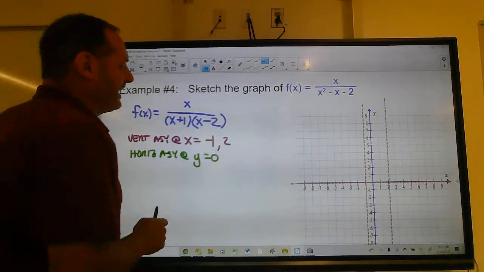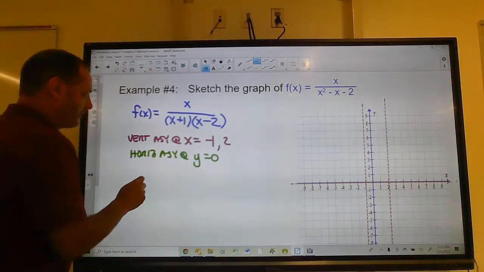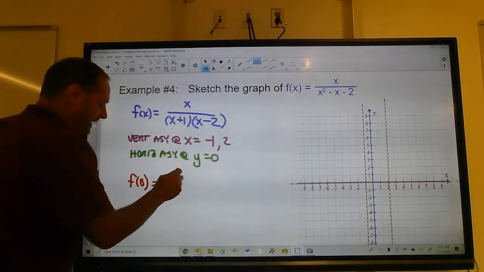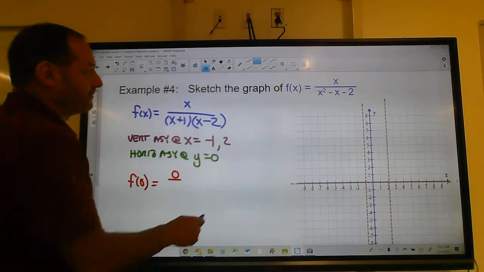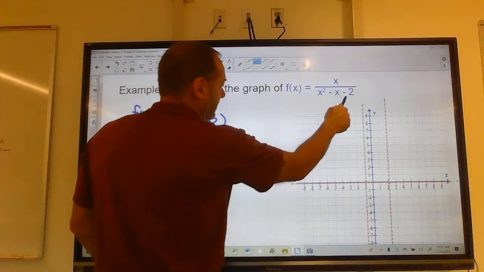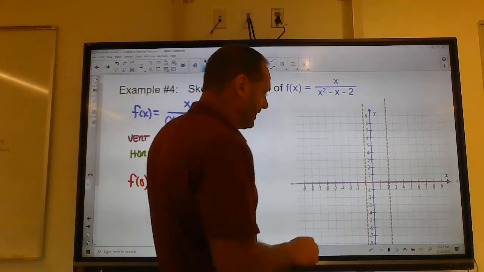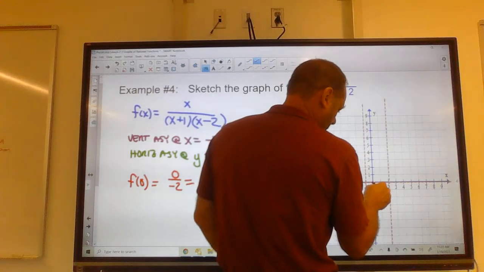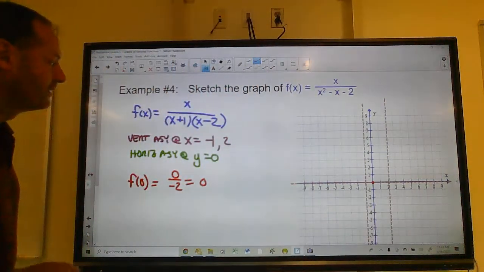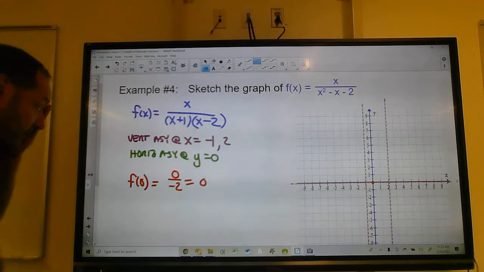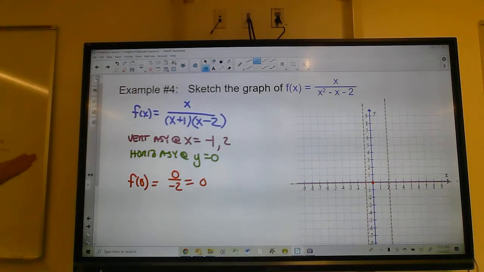Okay, next, does this have a y-intercept? So f of 0. Well, that would give me 0 on the top. And the bottom would be 0 squared, which is 0, minus 0, minus 2, negative 2. That's going to be 0. So this thing has a y-intercept at 0, 0 right here. Now, unfortunately, I don't have any x-intercepts other than that, because if I set the numerator equal to 0, I just get the same thing. It's the same point.